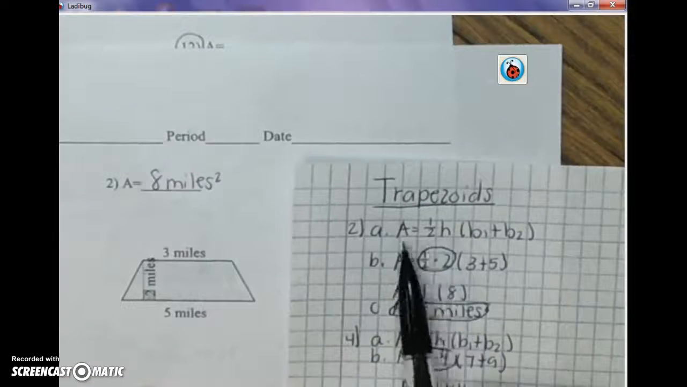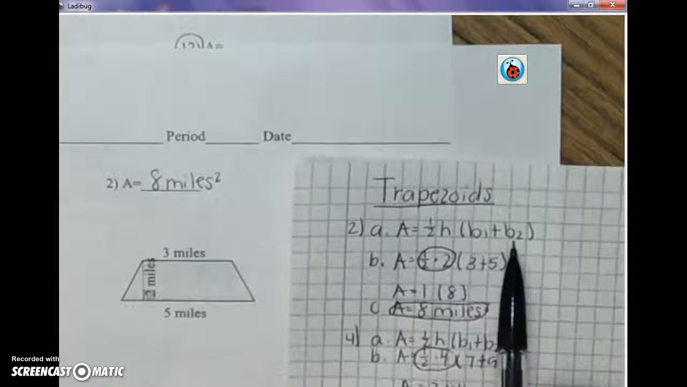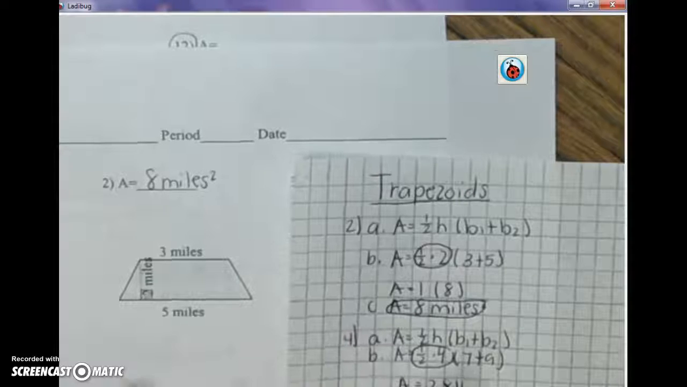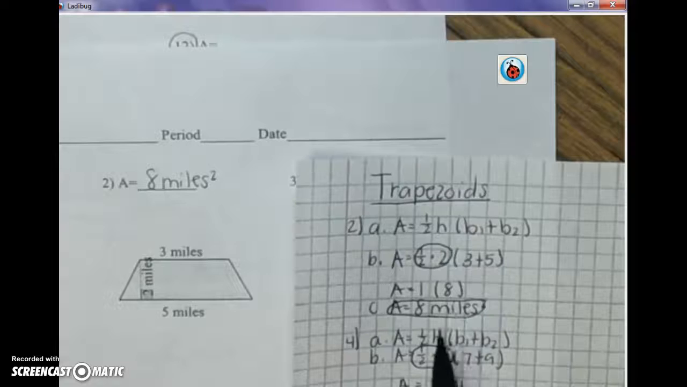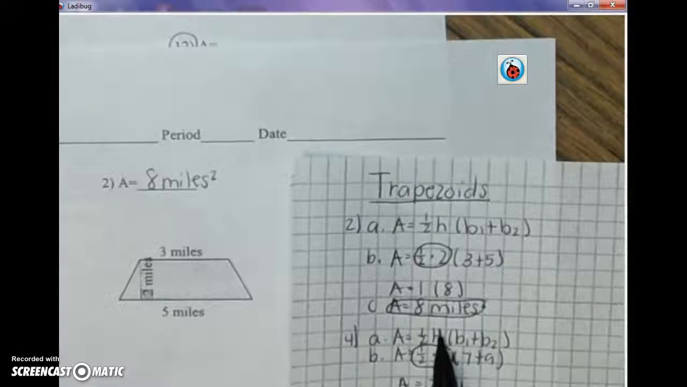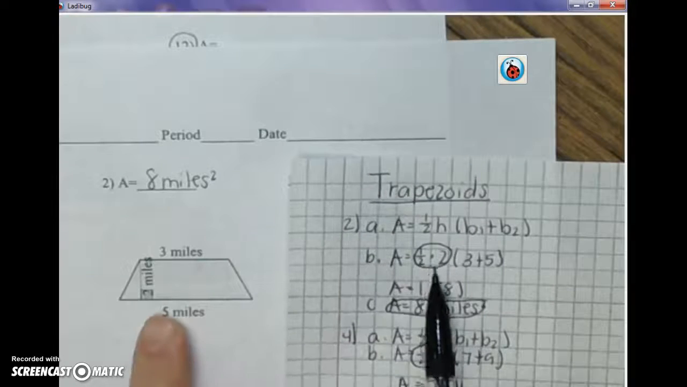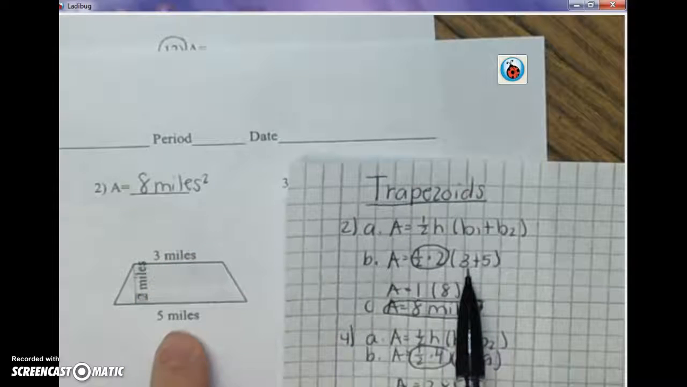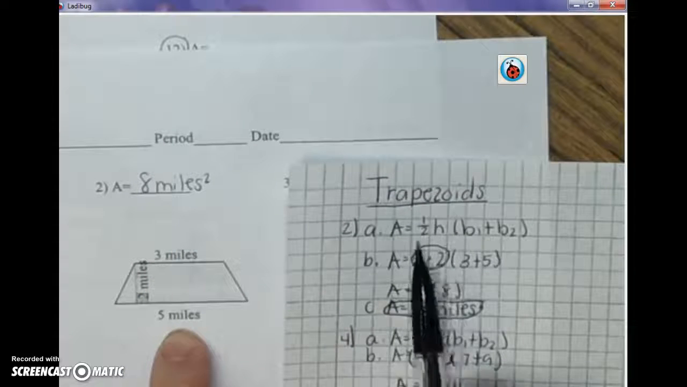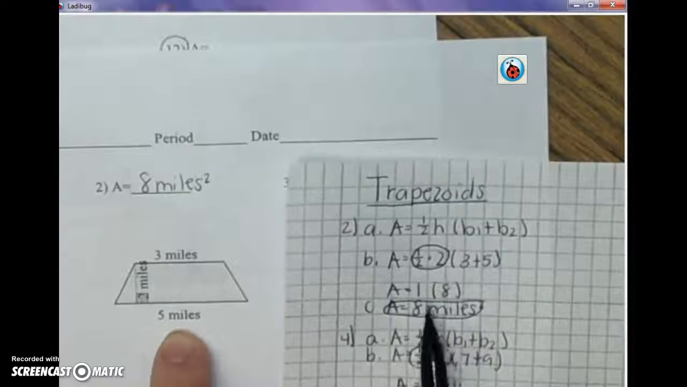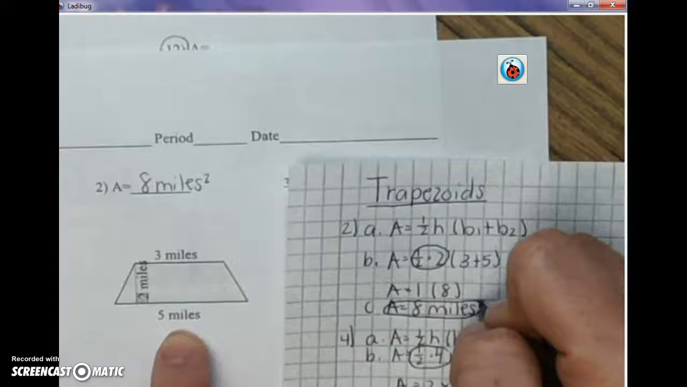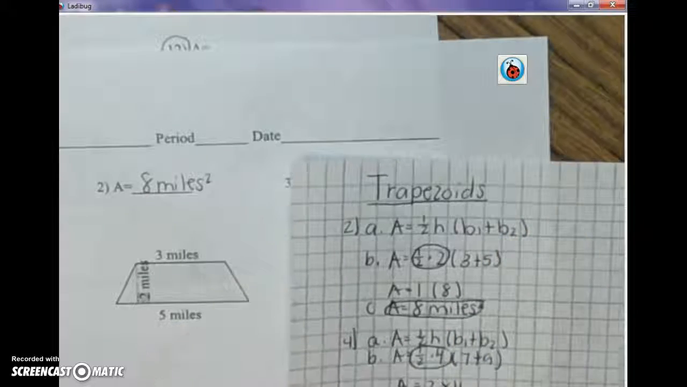So I have A equals a half height and then B1 plus B2 in parentheses. Make sure you are writing your formula and then you're plugging in every time, and then also your answer. Remember, each problem is worth 3 points. So our height is 2, then we have 3 plus 5. Half of 2 is 1, 3 plus 5 is 8. 1 times 8 is 8 miles squared. And my little 2 got circled off.